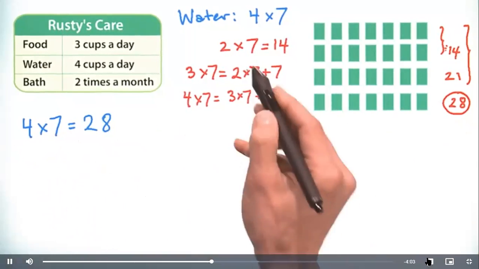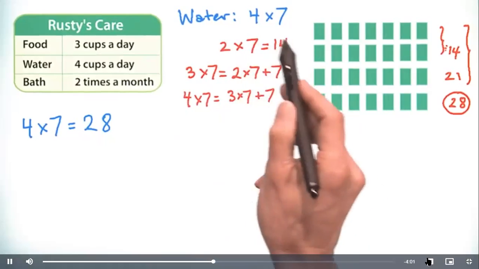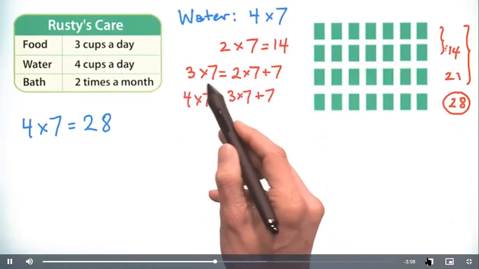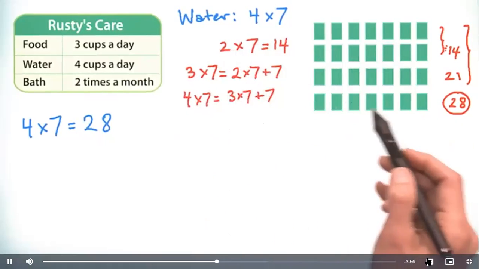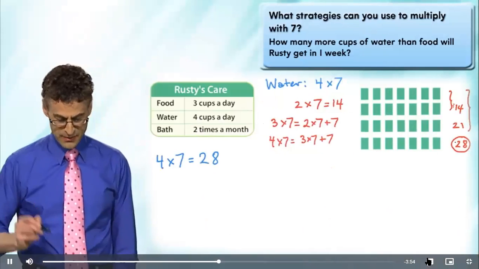And you see how we got there? We started with something that we knew: 2 times 7, that was kind of easy, 14. Then we added another 7, that's 3 times 7. And then we added another group of 7, that's 4 times 7, and we got 28.